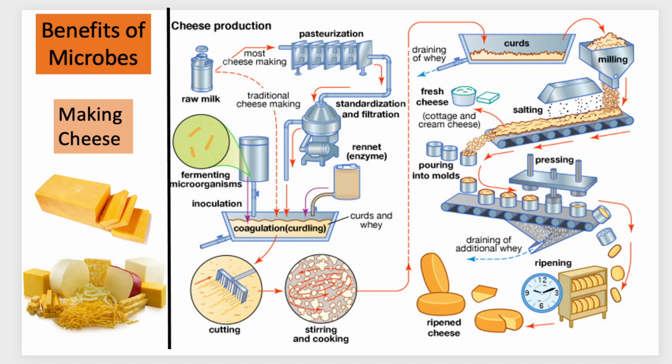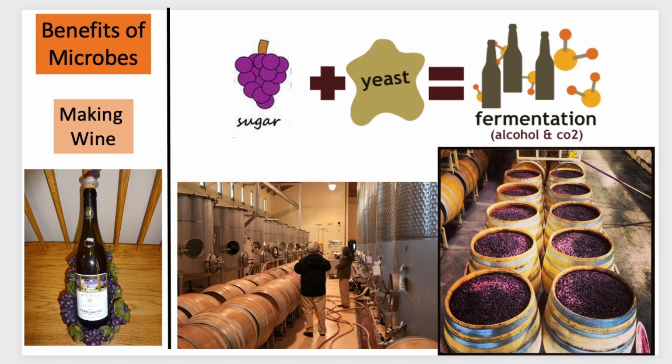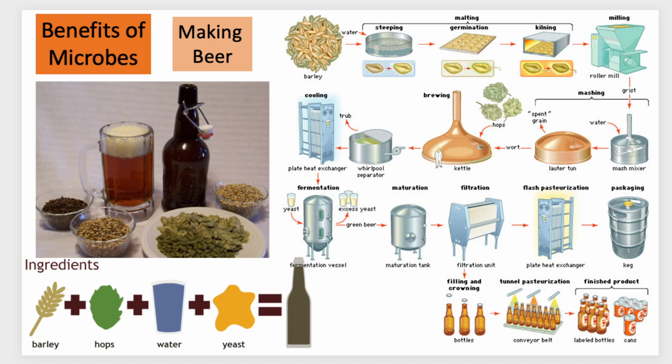It's also used in making of cheese. Microbes are used in the making of bread, like yeast, to make the bread rise. The yeast is going through fermentation. Then in wine making, you just need a sugar, so the sugar comes from the grapes, and then the yeast is going to provide the process of fermentation, and as a result of that, you're going to get alcohol and carbon dioxide. So it naturally carbonates it, actually.